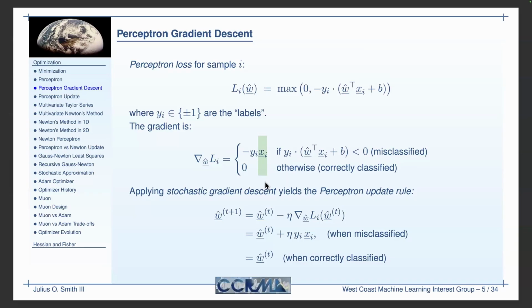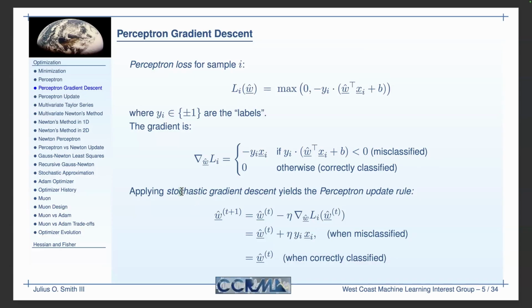So that's why I think Adam was a huge breakthrough, because it solved the problem of inadequate data normalization by just normalizing the gradient. And Adam, as we'll see later, normalizes the gradient component-wise, whereas Muon normalizes the whole gradient by the norm of the gradient. So it's a simpler thing.